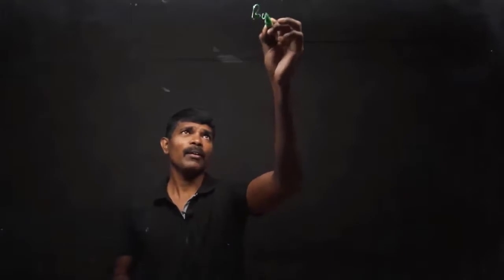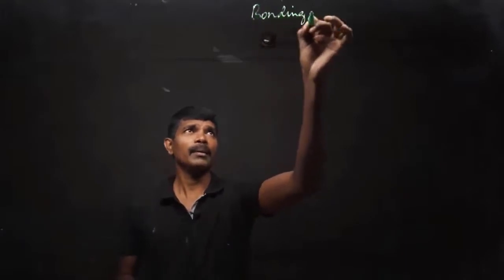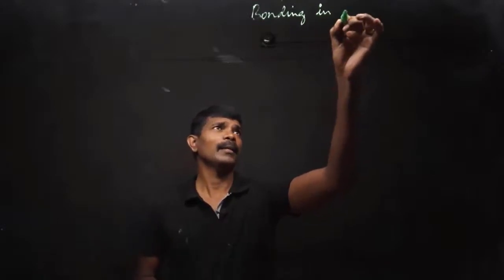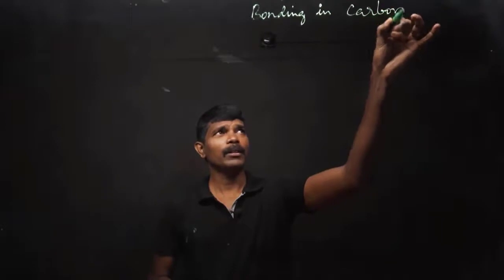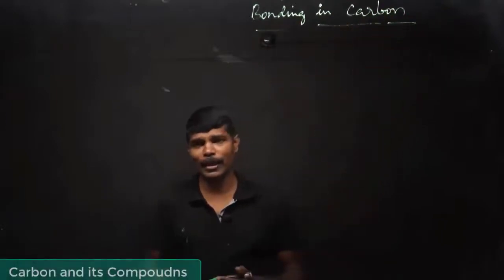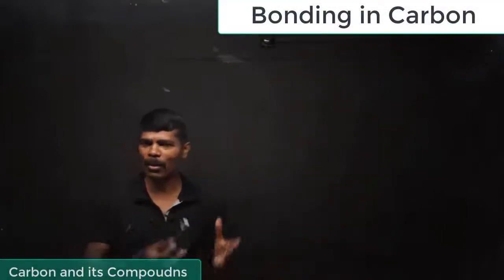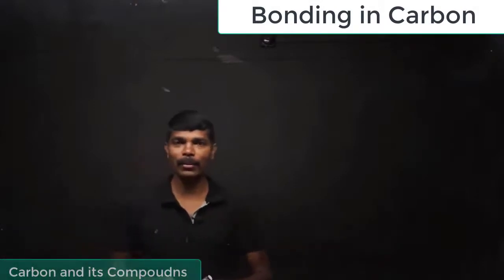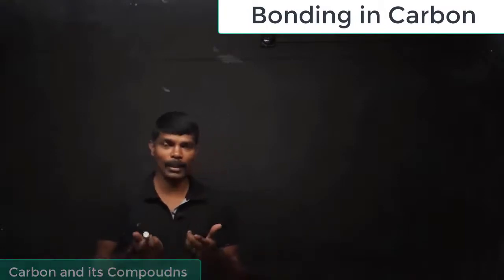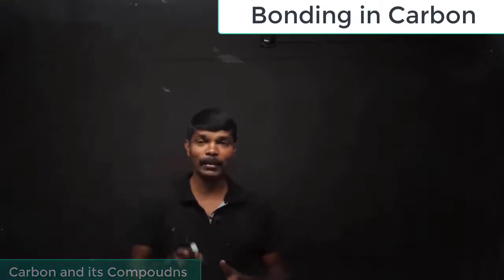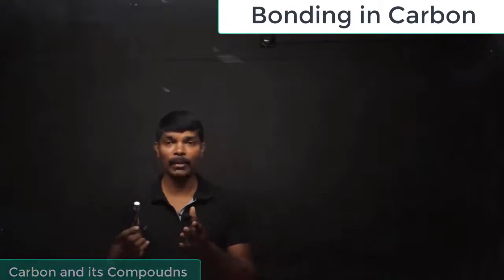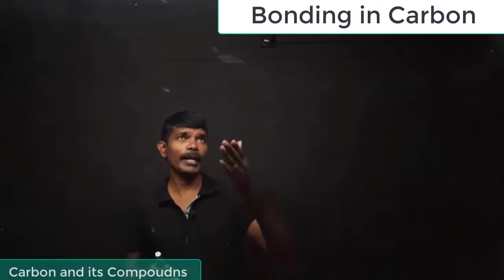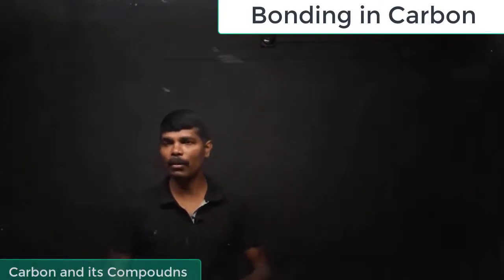So here, when we talk about bonding in carbon, we have seen in the last episode in metals and non-metals that when a metal reacts with the non-metal, then a transfer of electrons will take place. We call it the electrovalent bond or ionic bond, which we have discussed in detail, isn't it?